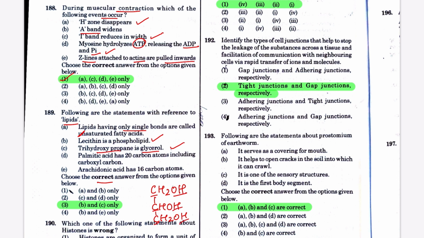Trihydroxypropane is a glycerol, right? So this is right. And palmitic acid is a 20 carbon compound. No, it is a 16 carbon compound. Whereas arachidonic acid is a 20 carbon compound, right? So these two are just interchanged. So which is correct? B and C is correct.